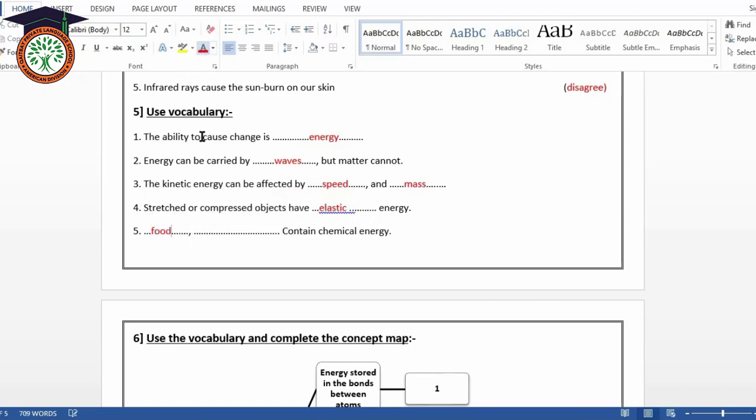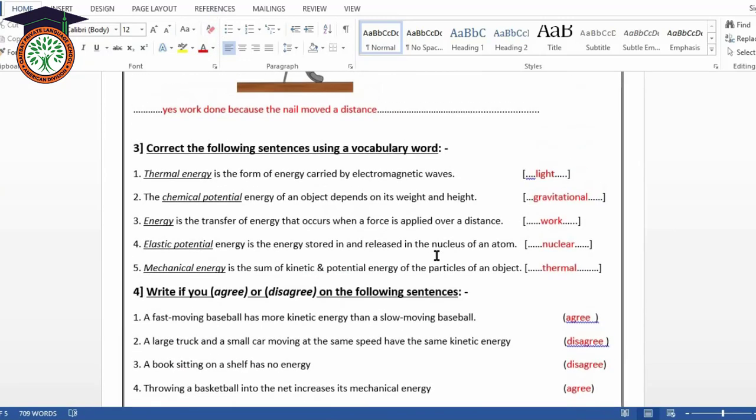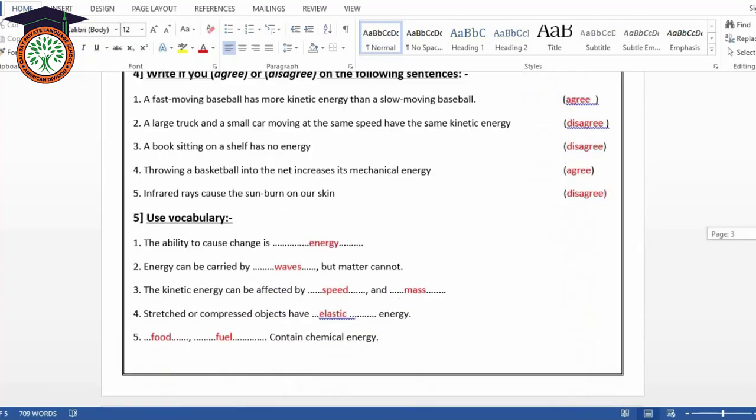Okay, number 5, what and what contain chemical energy? We said that the chemical energy, we can find them in food and also in fuel. Excellent. So food and fuel.